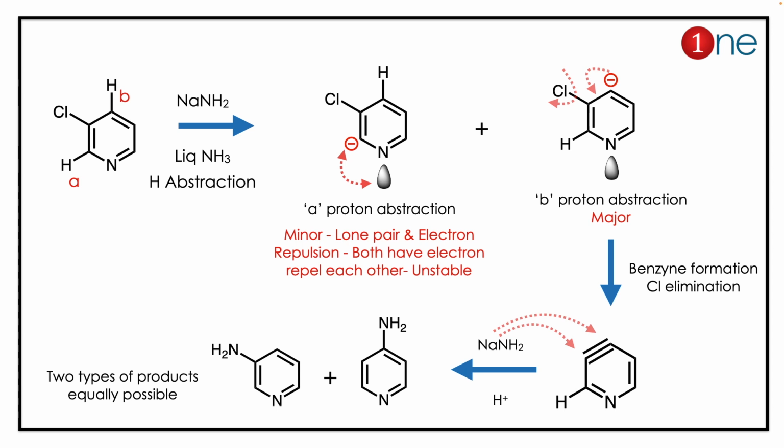Again there are 2 possibilities where the amine will form. It forms at the 3rd and 4th positions because they have equal possibility, and there are no stabilizing factors. The concept you have to learn here is that the anion is always formed away from the lone pair of electrons because of the electronic repulsion.